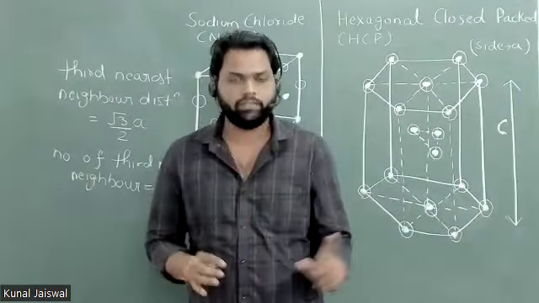Let's suppose this is the x-axis, this is the y-axis, and this is our z-axis, the z-cap direction. You can take any vector. I have named this as A vector, this as B vector, and this as C vector. Don't get confused. This is the height of the unit cell and this is just a vector.